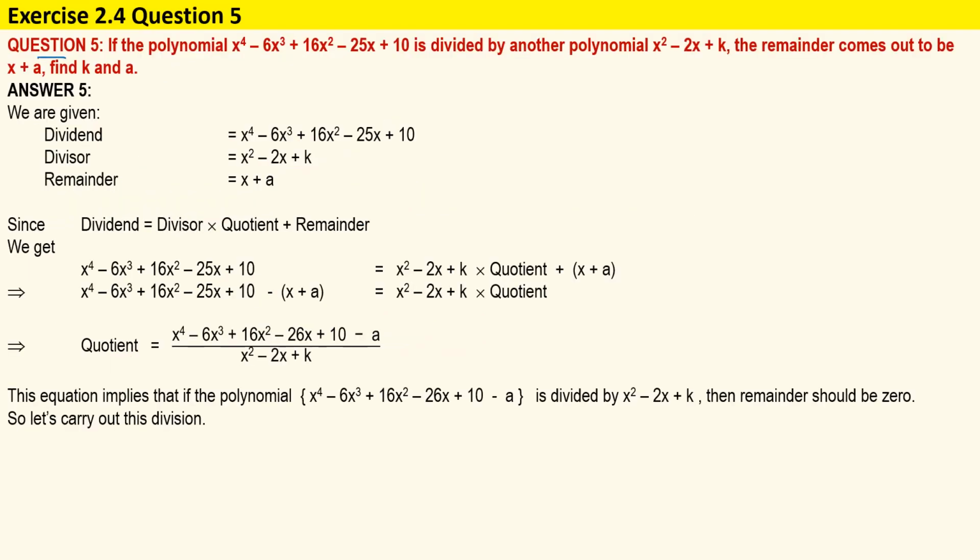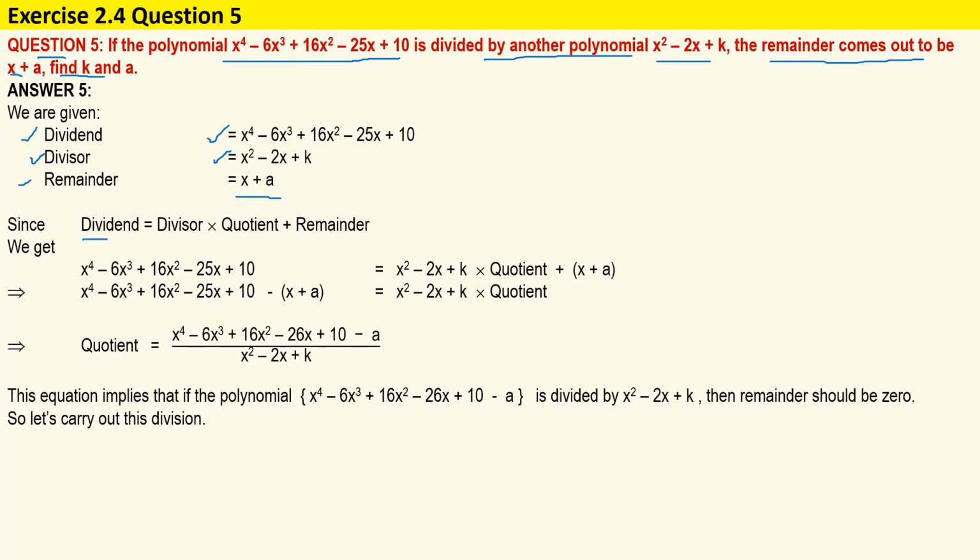Now let's do question number 5, which states: if the polynomial x raised to power 4 minus 6x cubed plus 16x square minus 25x plus 10 is divided by another polynomial x square minus 2x plus k, the remainder comes out to be x plus a. Find k and a. In our case, we are given the dividend to be equal to this polynomial, the divisor to be equal to this polynomial, and the remainder is equal to x plus a.